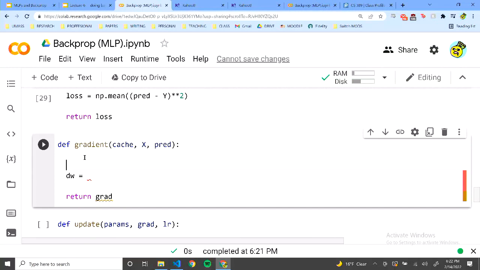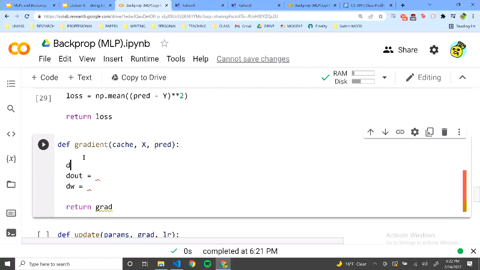Let's actually start with going from the output. So this is going through our whole model and then the loss function, right? We're going to have first the D loss, going from the loss to our prediction. So what do we want that to be? What's the derivative from our loss that we actually calculated to our prediction?